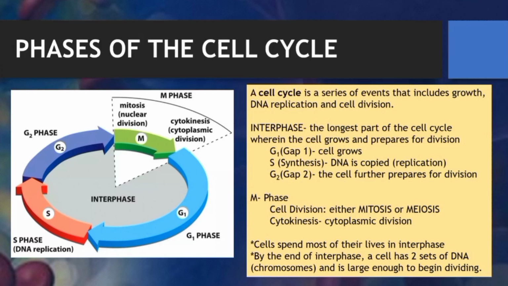Now, cells spend most of their lives in interphase, meaning they grow, they undergo replication, and all other activities of the cell happen during interphase. By the end of interphase, a cell has 2 sets of DNA, and this DNA are located in the chromosomes, and these chromosomes are found in the nucleus of the cell. Right? So once the cell has 2 sets of DNA and it's large enough, it could begin dividing.